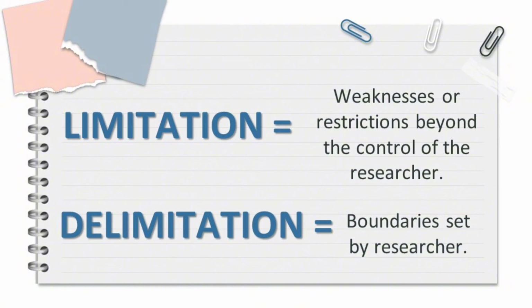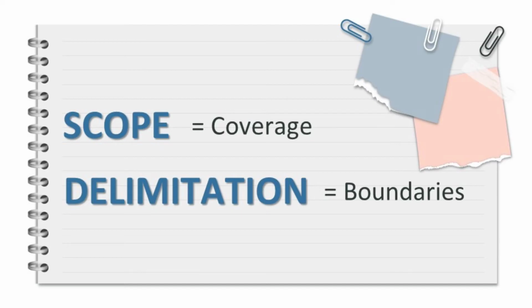With that, limitations are potential weaknesses or restrictions occurred beyond the control of the researcher. On the other hand, the delimitations are boundaries set personally by the researcher to narrow down the scope or the coverage of the study. Going back sa parts ng Chapter 1, ang focus natin dito sa lesson na ito ay ang scope and the limitation.